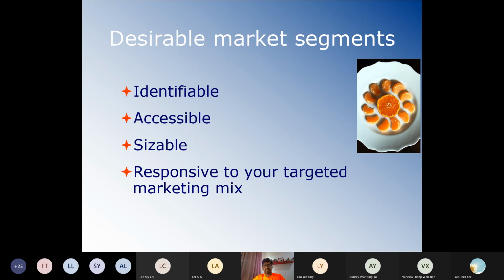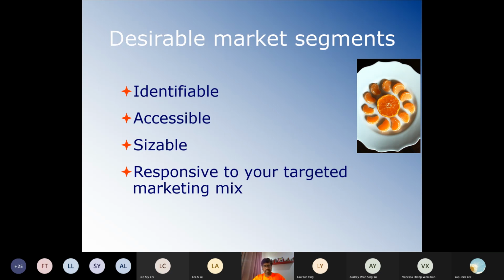And it should be sizable. You must be able to make money over the target market. If you launch your product in overseas countries, and you see the number of people using your product is very limited, and thereby the company is running at a loss, then that's not a desirable market. So it should be a sizable one.